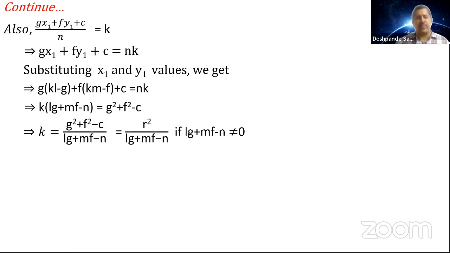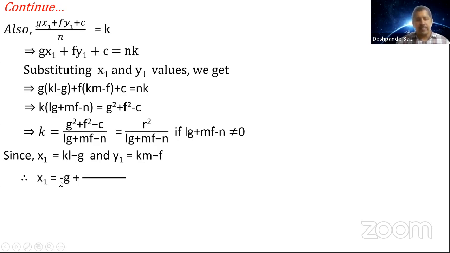Now what is next? Basically you have to find out the value of x1 and y1. So what was x1? x1 was kl minus g, and y1 is km minus f. Now you can put the value of k here. The k value is like this. So x1 is kl minus g and y1 is km minus f. So put the value of k there.